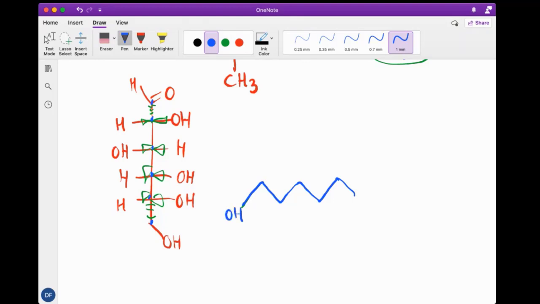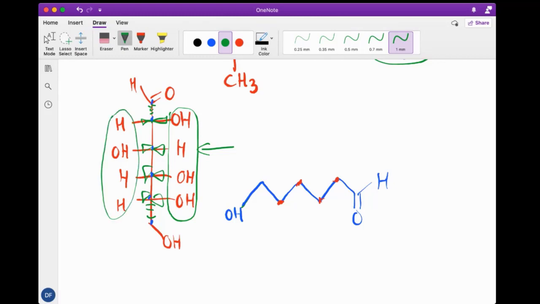However, this part has an OH. Oh wait, no, that's it. Okay, yeah. So these are the chiral carbons. So if you see here, these are all. So we're basically looking at this molecule from the right side. So all these groups here are pointing towards us, while these are pointing away from us.